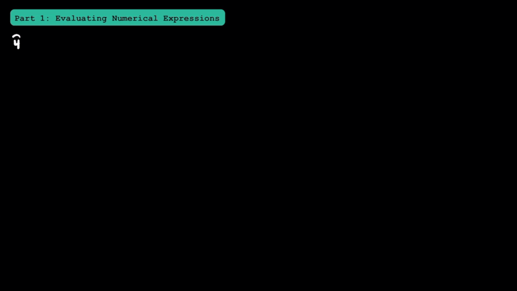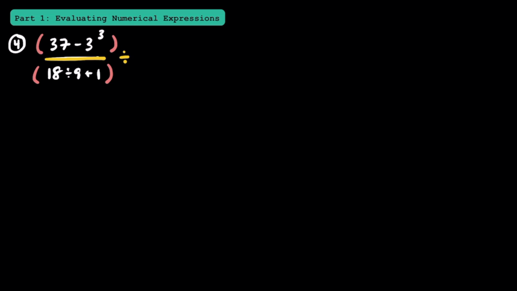Now for number 4. We have 37 minus 3 cubed over 18 divided by 9 plus 1. Whenever we see a fraction bar, remember that the numerator gets grouped together and the denominator gets grouped together. This fraction bar separates the numerator and denominator into different groups and also represents division. From this, we can rewrite the problem as the quantity of 37 minus 3 cubed divided by the quantity of 18 divided by 9 plus 1.